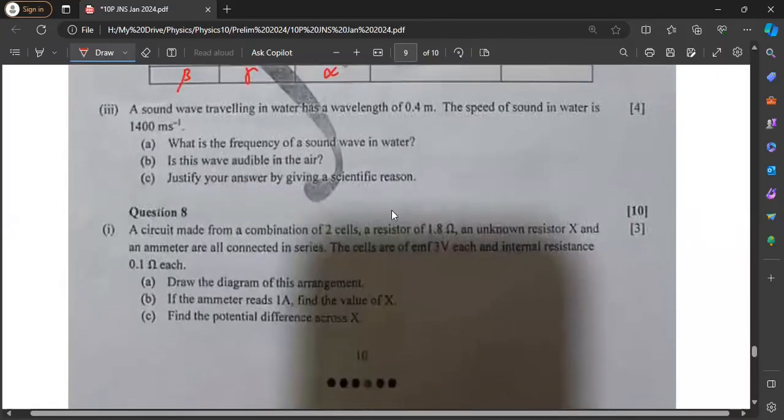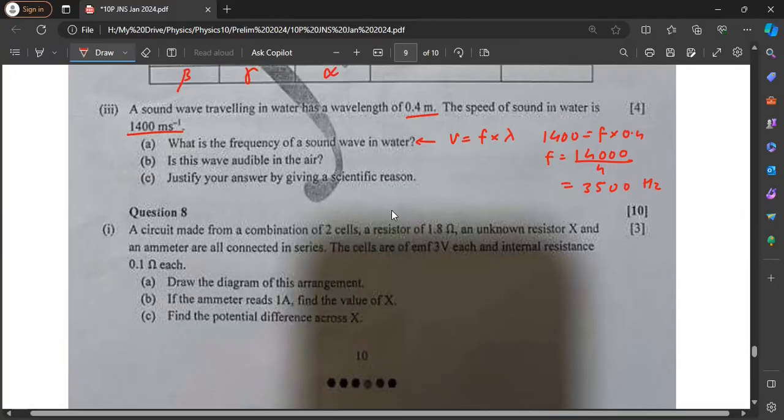Okay. Then what we have over here, a sound wave traveling in water has a wavelength of 0.4 and speed is this. So what is the frequency? Velocity is frequency into wavelength. So 1400 is equal to frequency into 0.4. So this is 3500 hertz, the frequency. Is the wave audible in air?